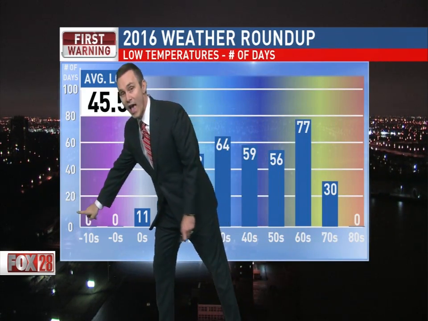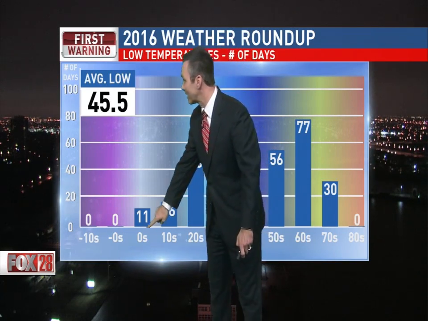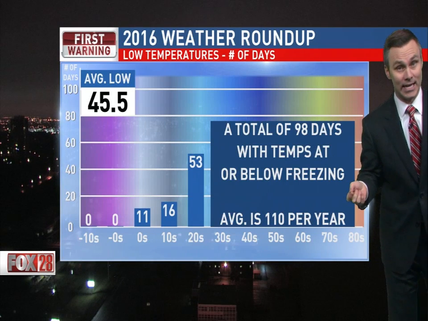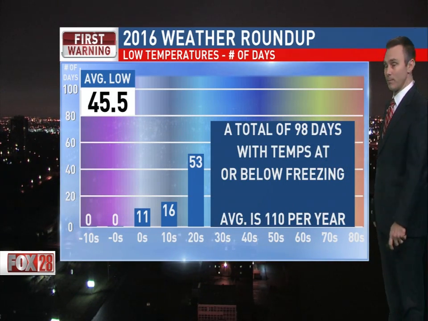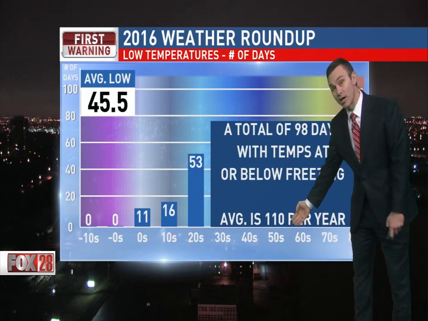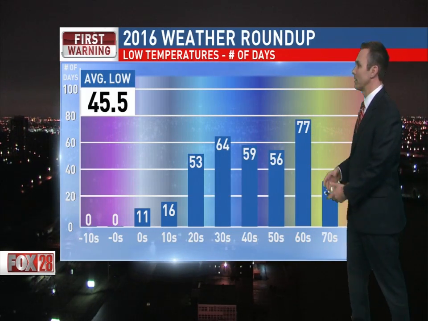But interesting, we had no minus 10s. We had no temperatures below zero. We had 11 into the zero. So we talk about the cold temperatures, a total of 98 days with temperatures that were at or below freezing. 98 days had a low temperature of freezing or below. The average is 110 per year, so we ended up a little bit below that.